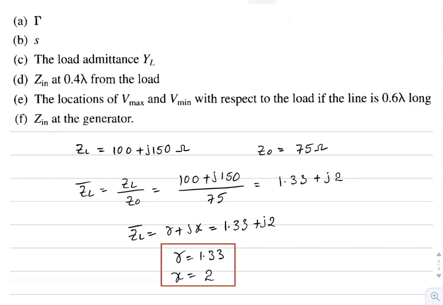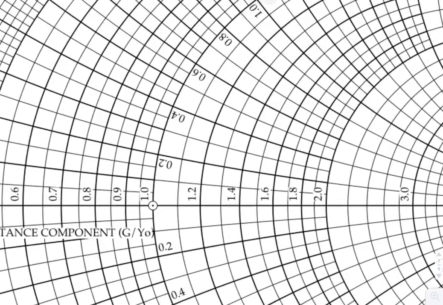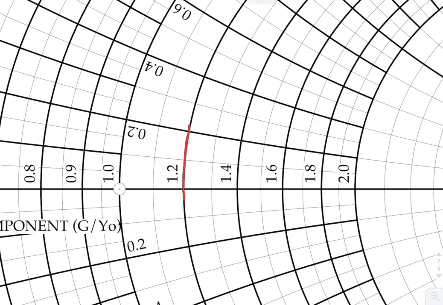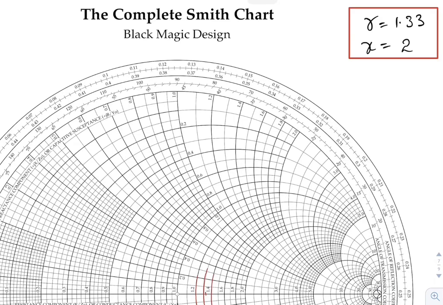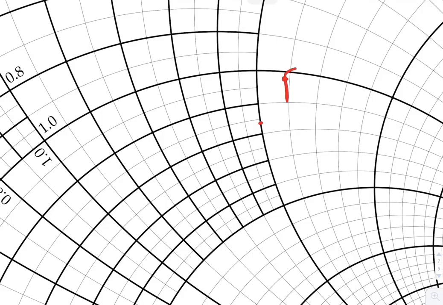Identify this point on the Smith chart. R equal to 1.33 means on the real gamma axis you have to identify 1.33. This curve is 1.2, this curve is 1.4, that means 1.3 means this curve, and 1.33 means somewhere here. X value equal to 2 means we are talking about this curve, and the point of intersection of these two curves is this point. Let us say this point is P.